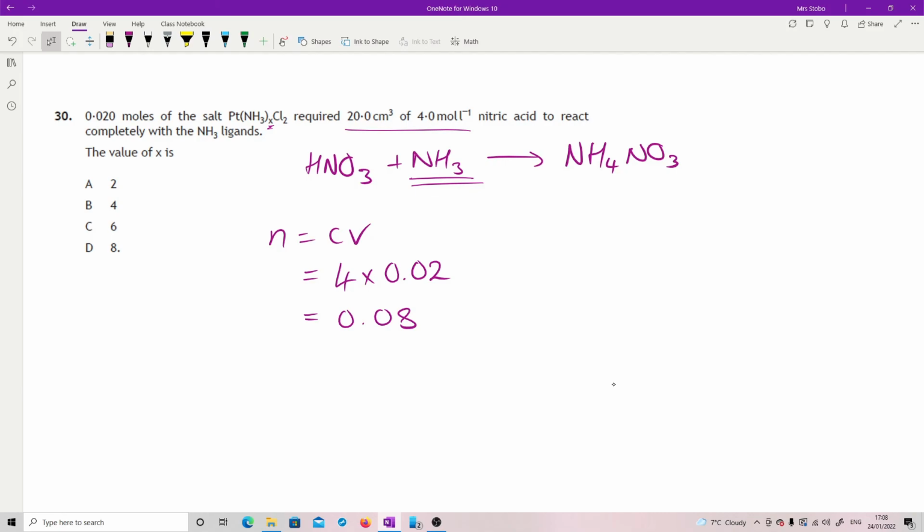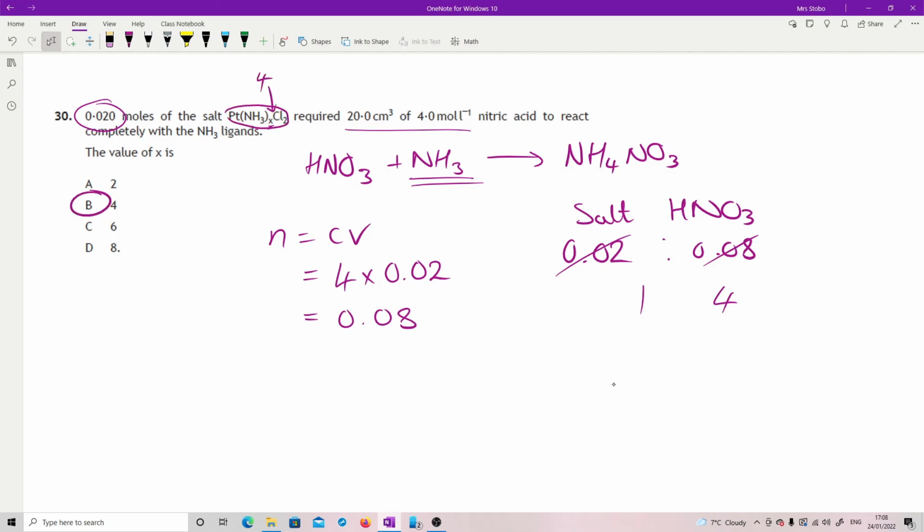Now be very careful that you don't just jump into this one here. Got to do this bit here first. It was 0.02 moles of the salt, and my nitric was 0.08. That cancels down. It means for every 1 mole of salt I needed 4 moles of nitric, so for every one of these I had 4 in here. So it's B. And that's your whole lot.